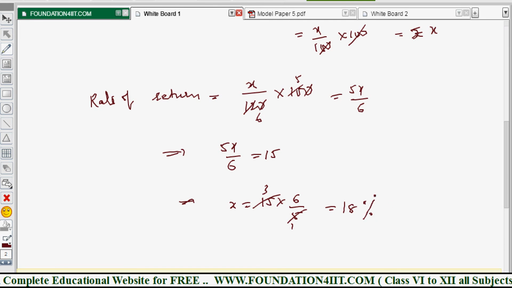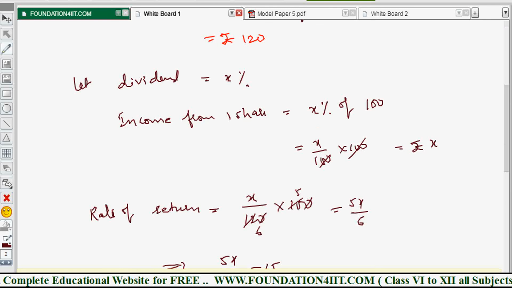You can find it simply. We only need to find out the dividend. So dividend is equal to 18%. Now this is about this question. Now let us see the next one. So the rate of dividend declared by the company is 18%.